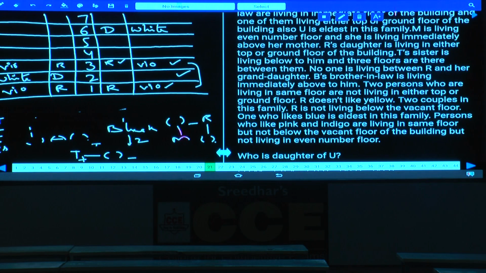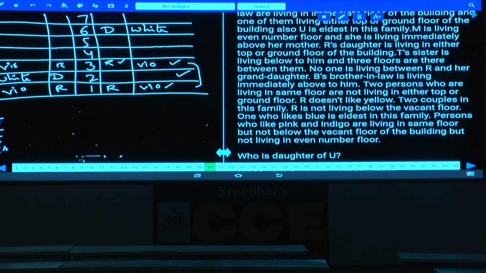T is there, T's sister is also there, and this T's brother-in-law is also there, isn't it? Brother-in-law means T's sister should get married, isn't it? Now if this T's sister gets married, then there are only 2 couples. Now the first couple belongs to the first generation. In the first generation, tell me who are the persons. First generation, U and R must be in this one.